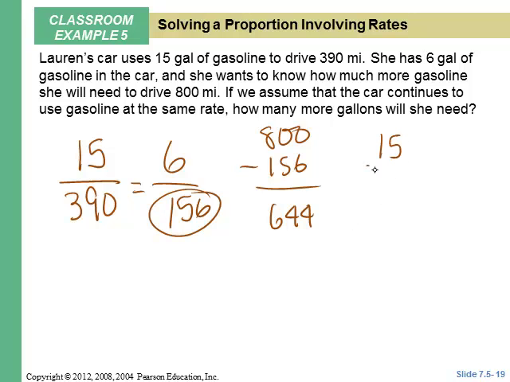So 15 gallons out of 390 miles. How many gallons is she going to need to go 644 miles? 644 times 15 divided by 390 is she's going to need 24.8 gallons more.